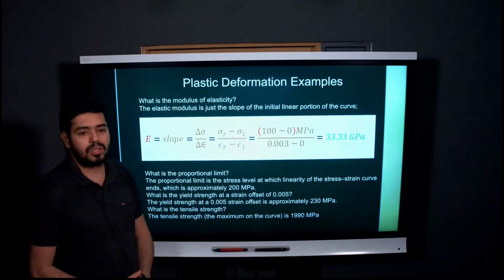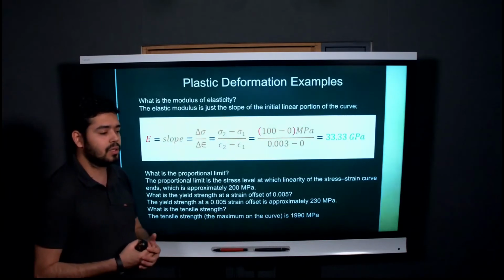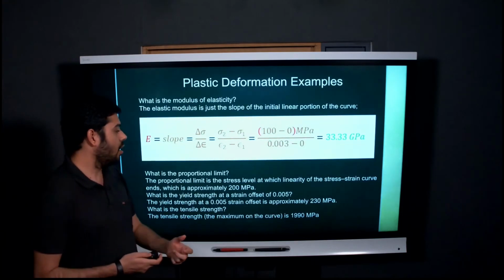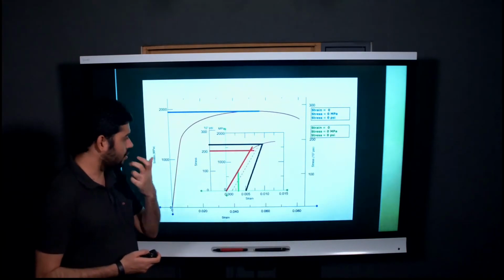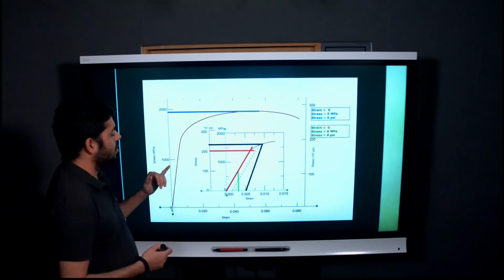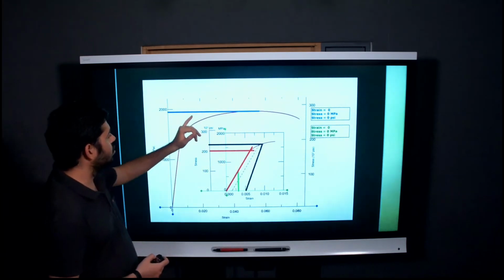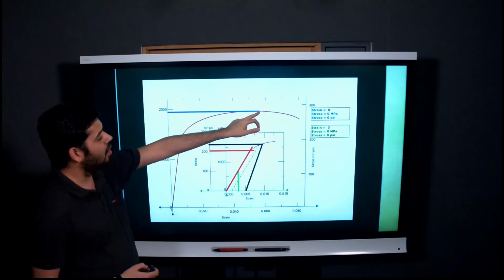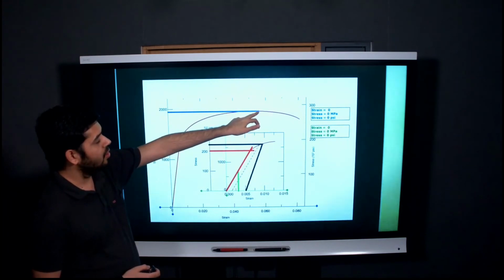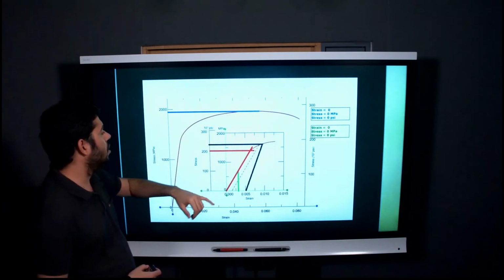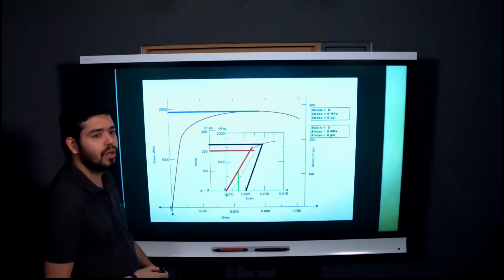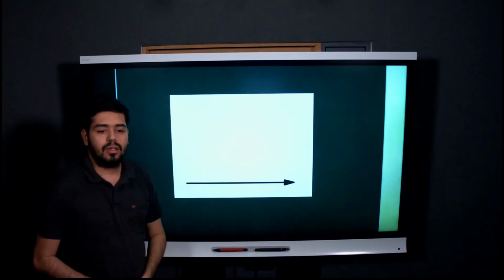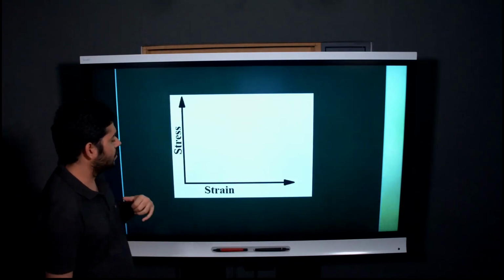Now our next question is what the tensile strength is. It's the amount of load a specimen can handle before breaking, the maximum stress it can manage at any given time, which is this point. When we put it back on the y-axis, we get about 1990 megapascals. So that's the stress-strain curve.